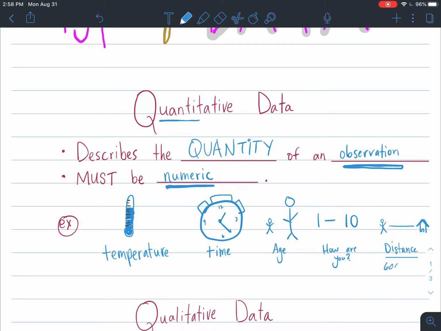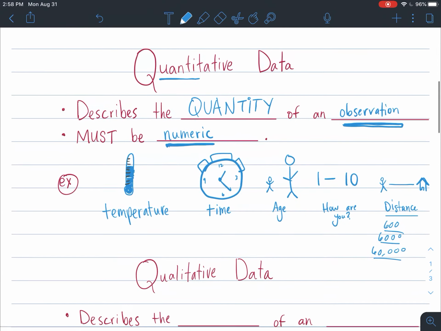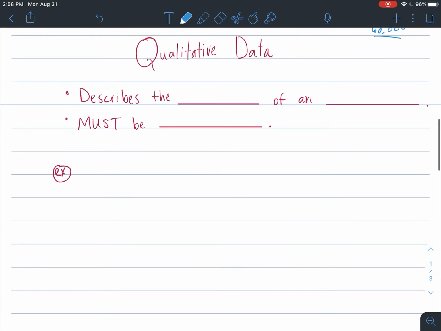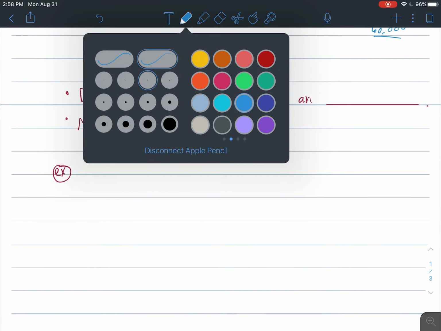Is it 600 miles, or is it 6,000 miles, or is it 60,000 miles? It's really important that we use numbers to describe what a distance is if we're making a quantitative data observation, or an observation using quantitative data. Okay, the other type of data that could be collected in an observation would be qualitative data.